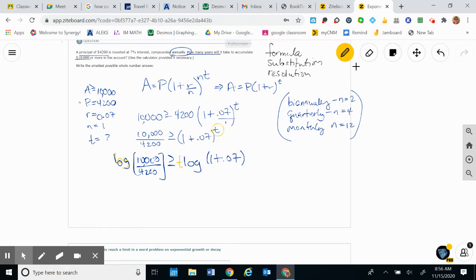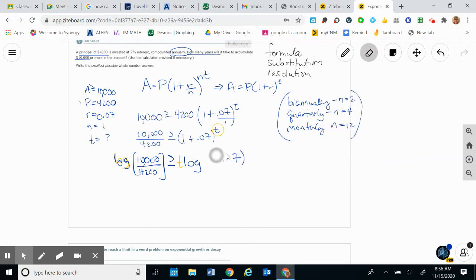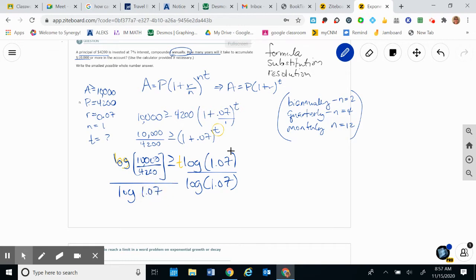Okay, so now all you have to do is simplify. We have to solve for t, which means we have to get rid of this log. 1 plus 0.07 is 1.07. I wasn't even thinking, I was just writing things down. Okay, so divide both sides by log 1.07. This cancels. And now you have to plug that into the calculator.